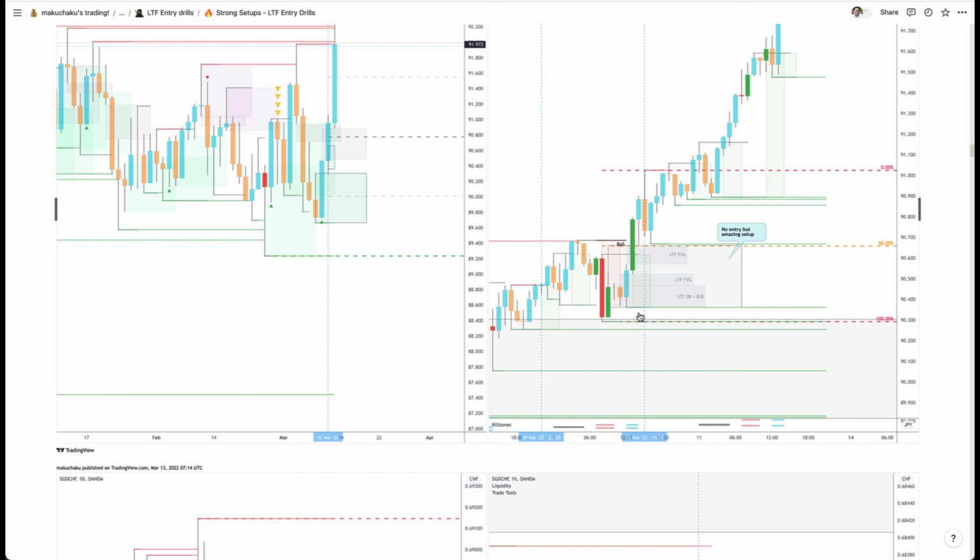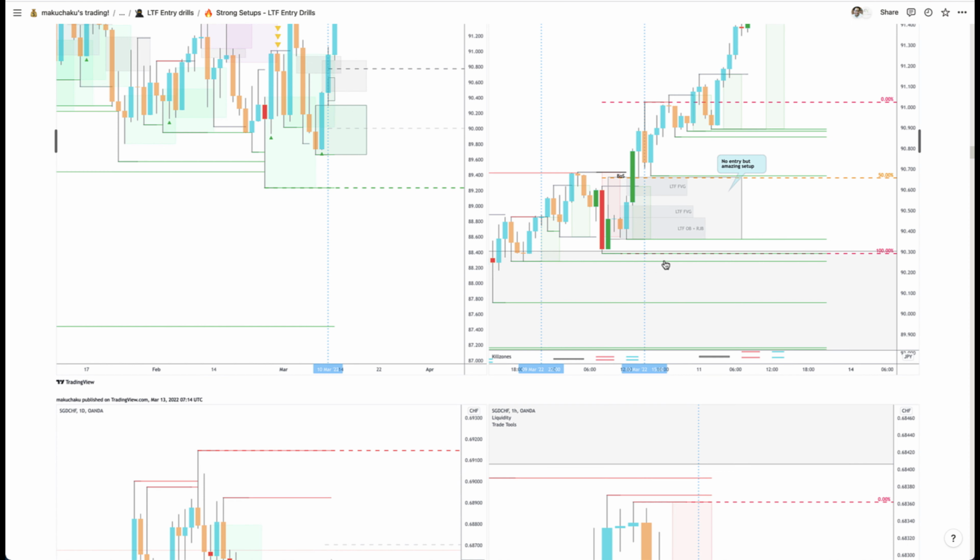Same thing, big energetic candles, price left multiple lower time frame order blocks and rejection blocks. Price did not even come and retest it. You will see this fairly often, that when the move is really energetic and leaves behind lots of lower time frame elements, price might not even come back to it.